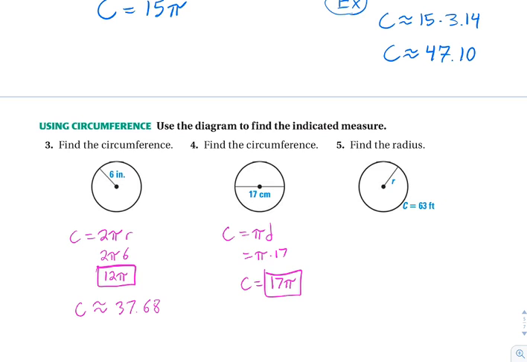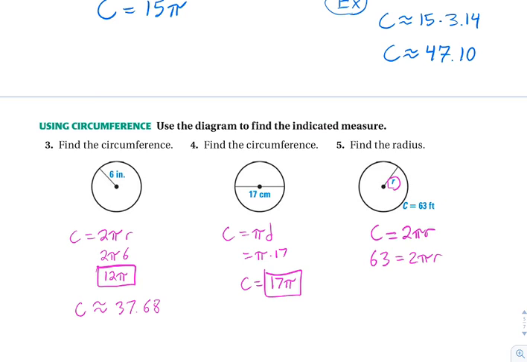Okay, the next one says find the radius, so we're going backwards. Anytime we ask you to do something forwards in math, we also ask you to go backwards. Well, I still know I've got the formula C equals 2 pi r, and I'm choosing r because that's what it's asking for. So I'm going to plug in what I know. Well, I know 63 is equal to 2 pi r. Now, pi is just a number. So really, this is analogous.